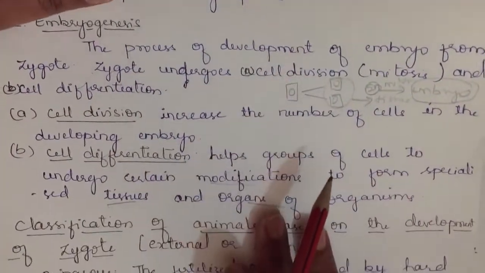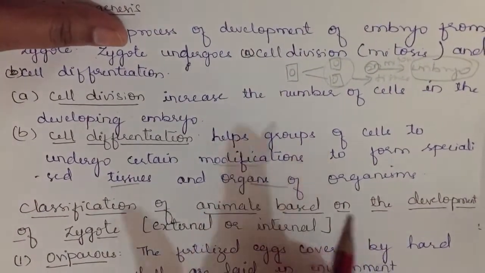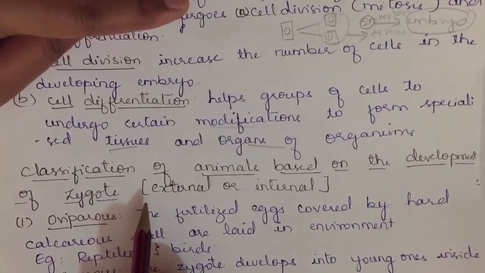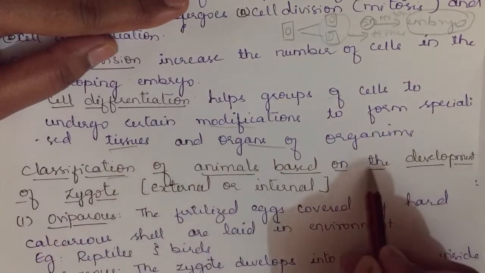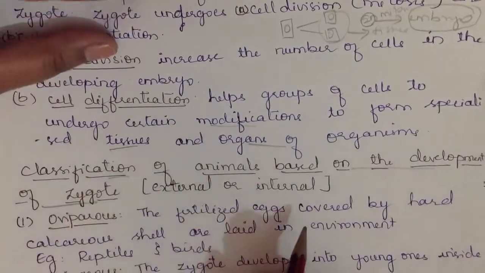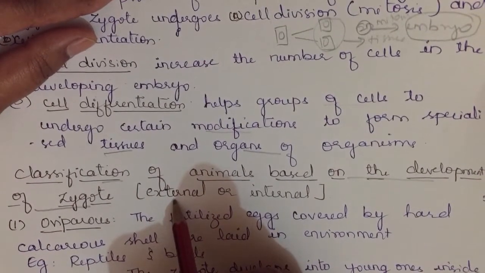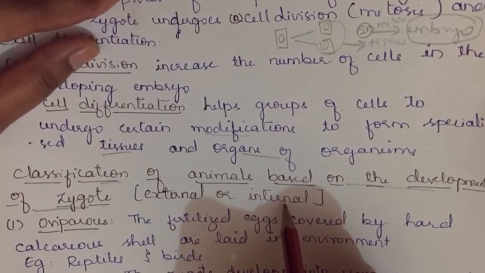Next, we have the classification of animals based on the development of zygote. Animals are classified based on how the zygote is getting developed. Either the zygote is developing externally, that is in an external media, or internally. Internal means inside the parent body.